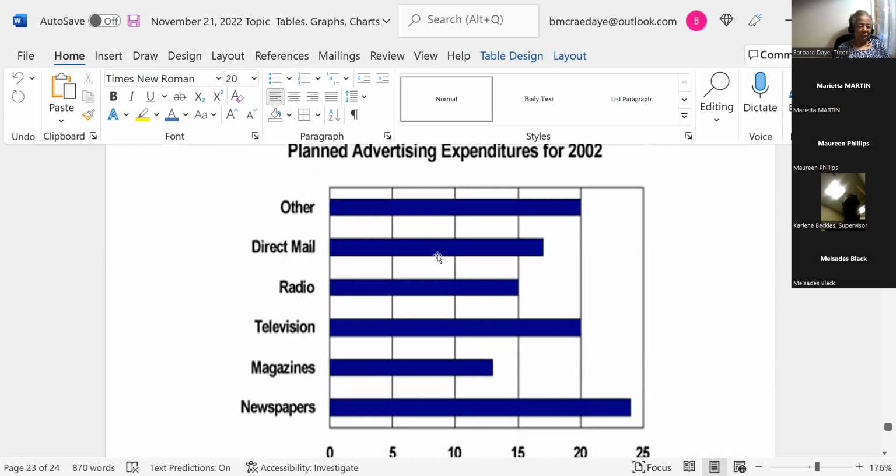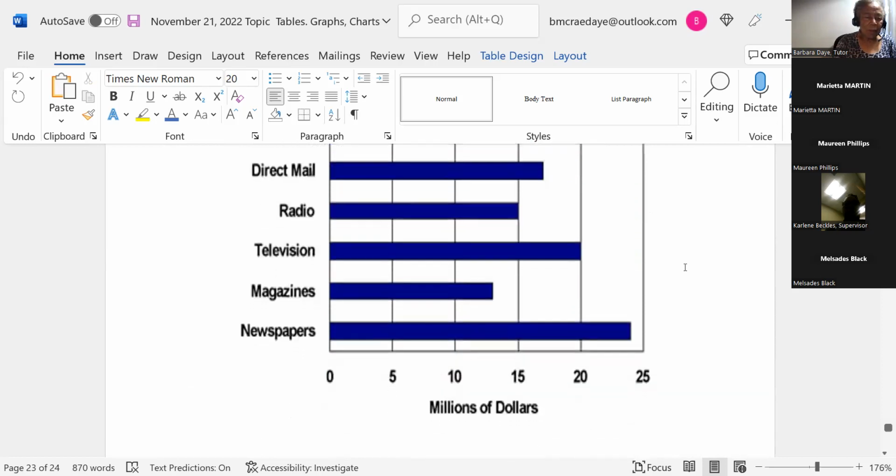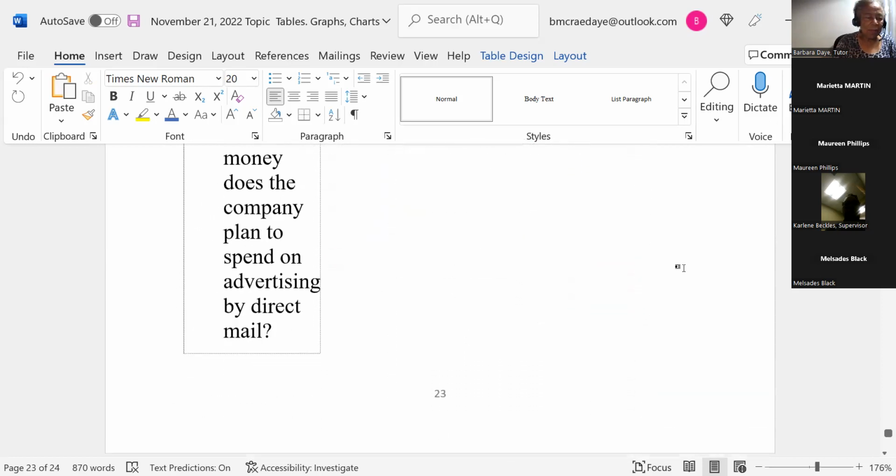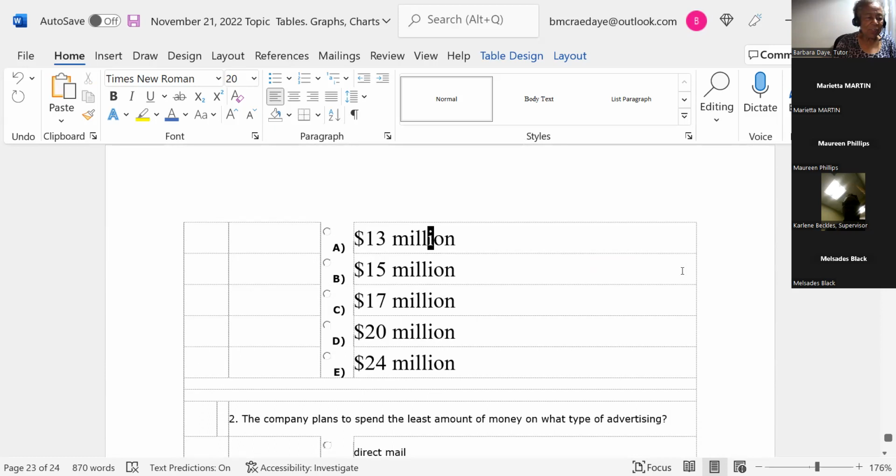So here is direct mail. Where would you say that is? Right here. What value would you give that? I'll say 17. Okay, let's see if that's one of the choices. Yes, you're right. There you go, C. There's your answer. Very good, Marietta. 17. That's your answer.